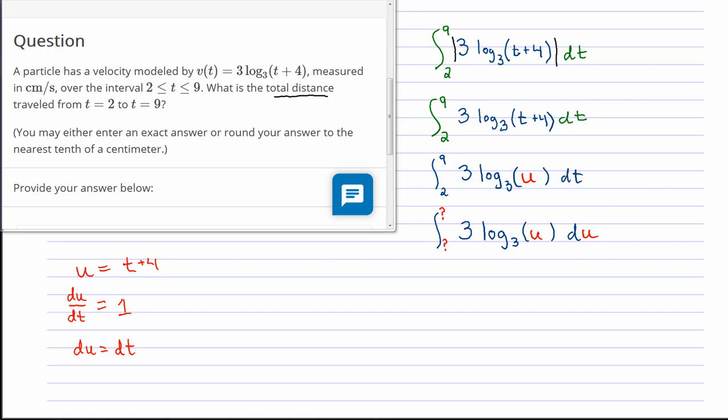Okay, so now at this point, there's one little thing I could do here. I can use the constant multiple rule for integrals to factor out the 3. So I get 3, and then the integral from question mark to question mark of log base 3 of u du.